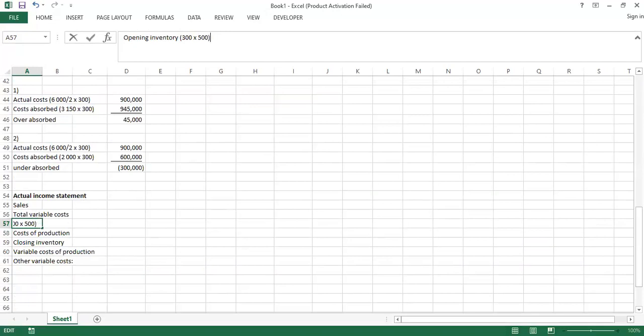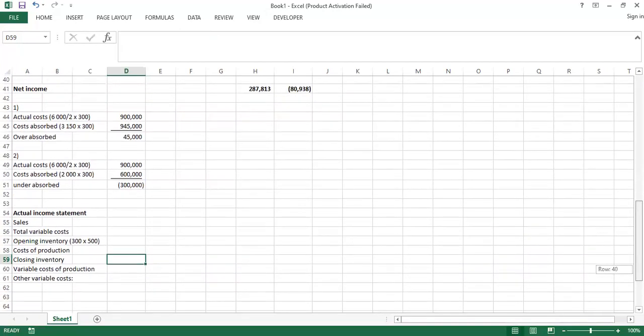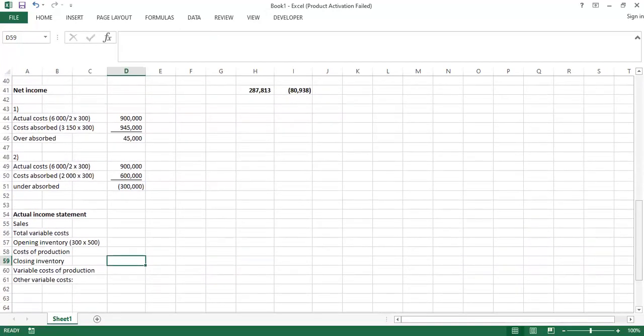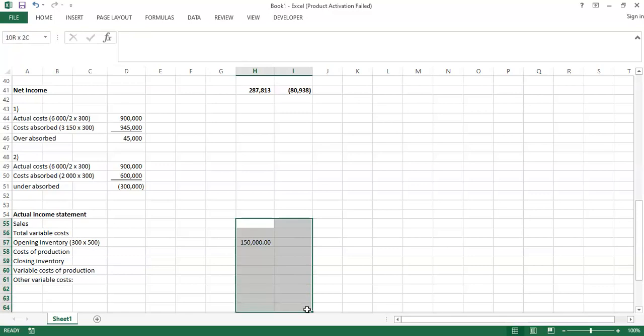So you can already see the difference between these two methods, that they arrive at different conclusions when it comes to the valuations of our inventories. One is going to give less than the other. The one that's giving less is going to be the variable costing one. So the variable costing gives us 300 times 500.